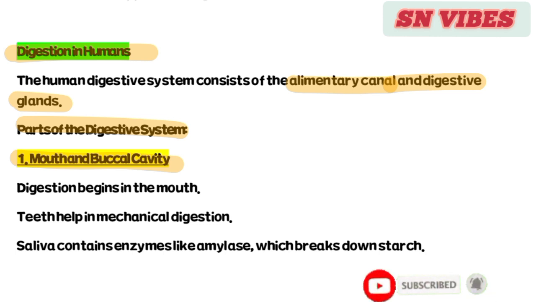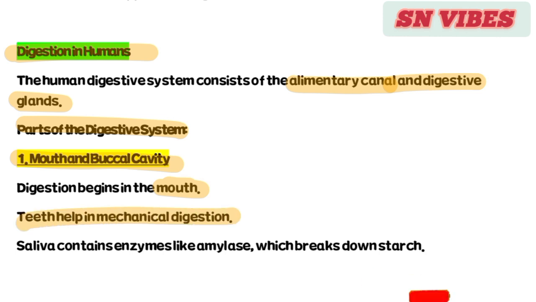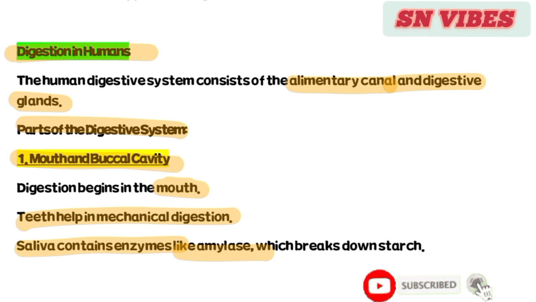So here digestion begins in the mouth. The teeth help with mechanical digestion. As I told you, mechanical digestion occurs first in the mouth, and later chemical digestion takes place in the other parts of the digestive system. The teeth help with grinding. And the saliva contains an enzyme called salivary amylase, which breaks down starch, a carbohydrate. Salivary amylase is secreted in the buccal cavity with the help of saliva and can break down carbohydrates.